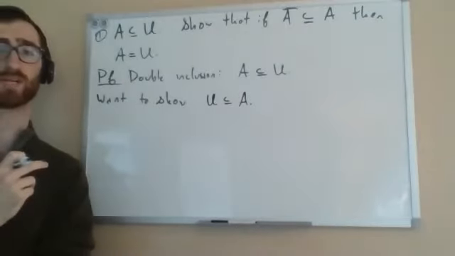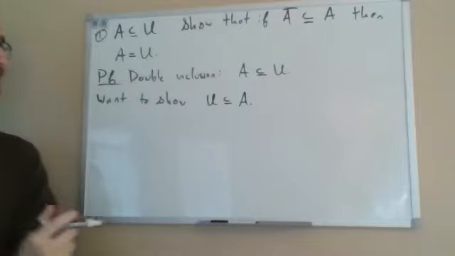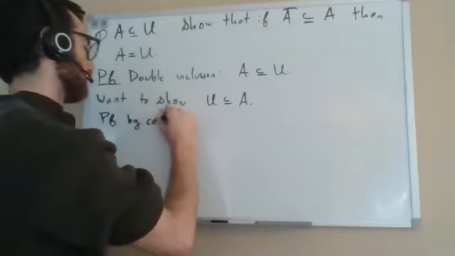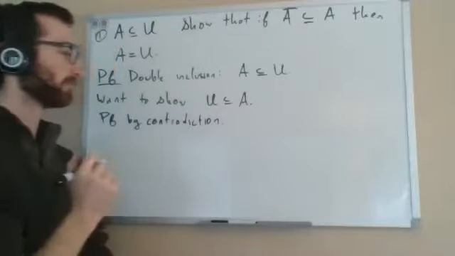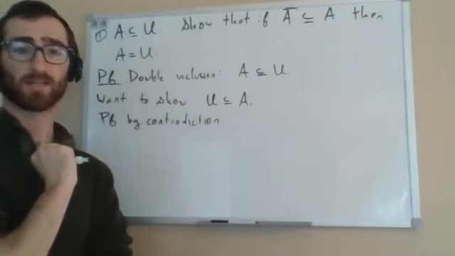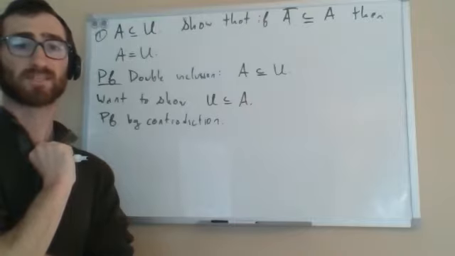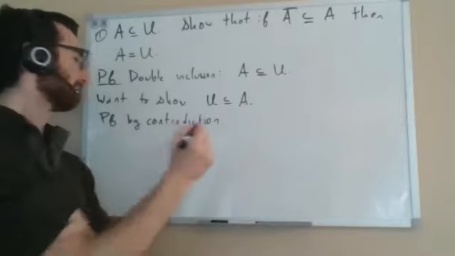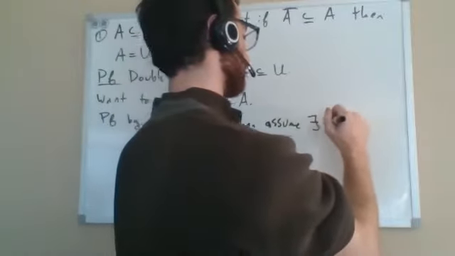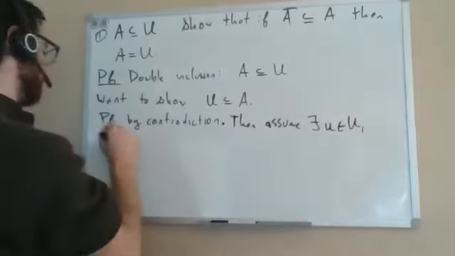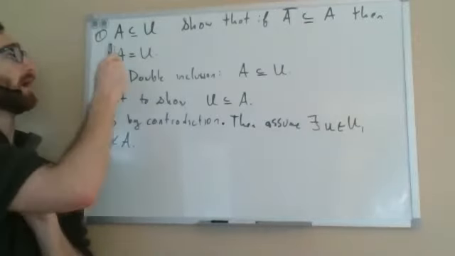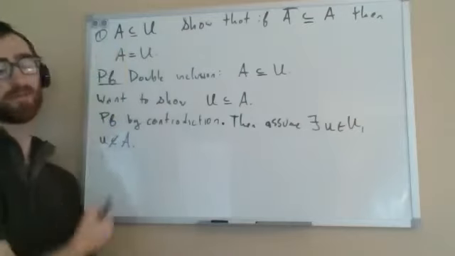And essentially we'll do this by contradiction. Proof by contradiction. Assume, so what does it mean to contradict the statement that U is contained in A? It means that there must be some element in U which is not in A. Then assume there exists a u in U such that u is not in A. Now, what do we know about universal sets? What do we always do when we have a subset of a universal set?